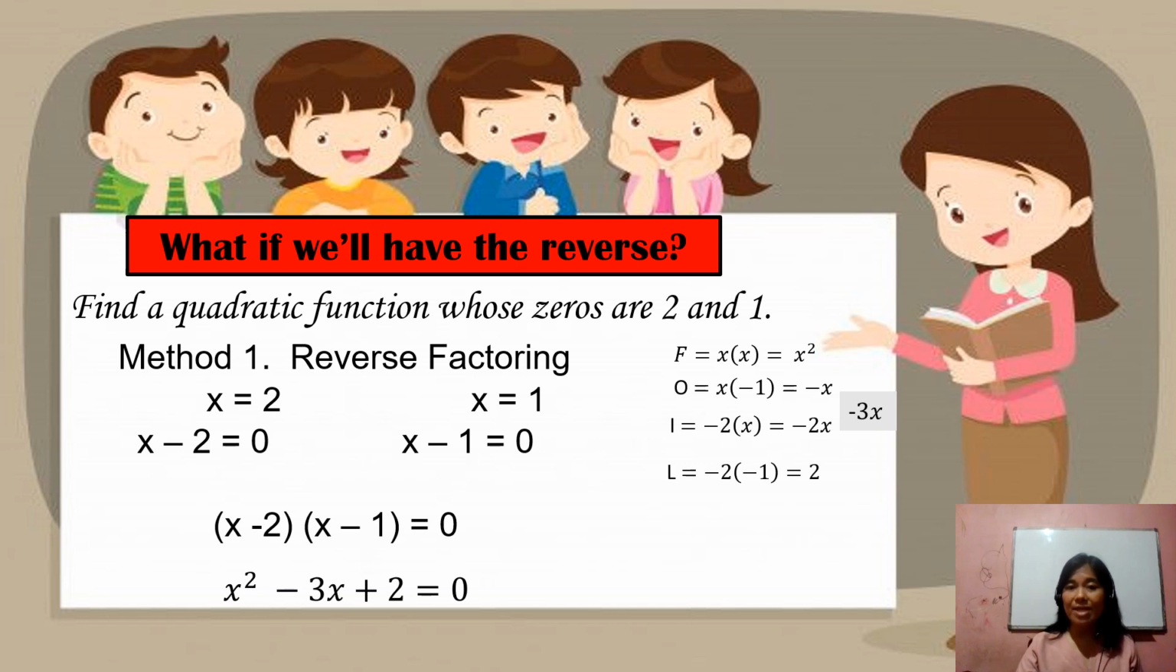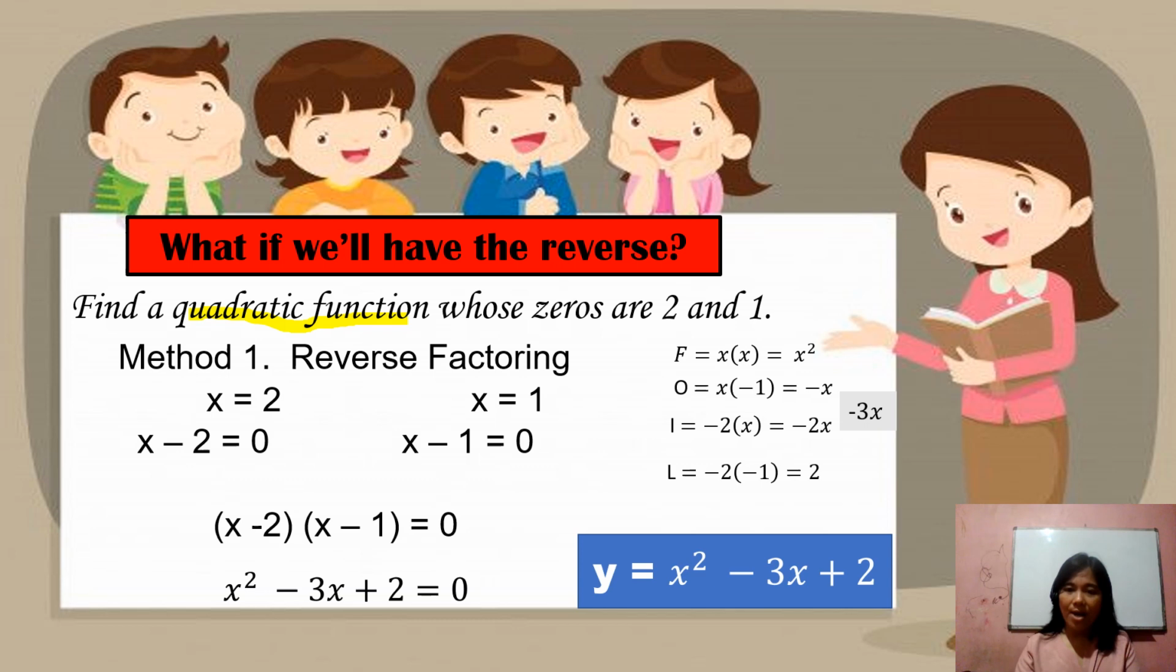This is a quadratic equation. The problem says, wait, it says find a quadratic function. And a function, more or less, involves two variables. So all we have to do is put another variable so we can have y equals x squared minus 3x plus 2. We just replace the 0 with y. Okay?